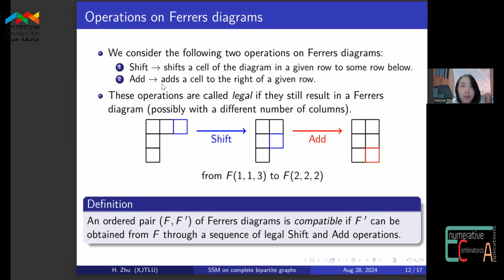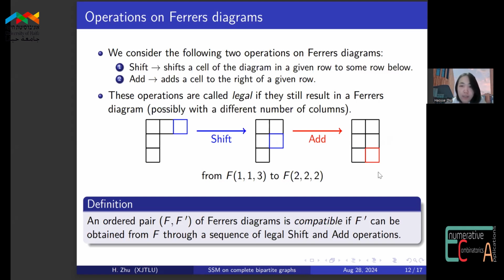Here we have two operations on the Ferrers diagrams. The first one is shift, which means we can shift one cell from the current row to the row below. Here is one example. We can shift this cell to the next row, in the blue color. And then the second operation is add, which means we can add one cell on the right side of the current row. Here we have one example. We add a new cell in the bottom row, like the red color.